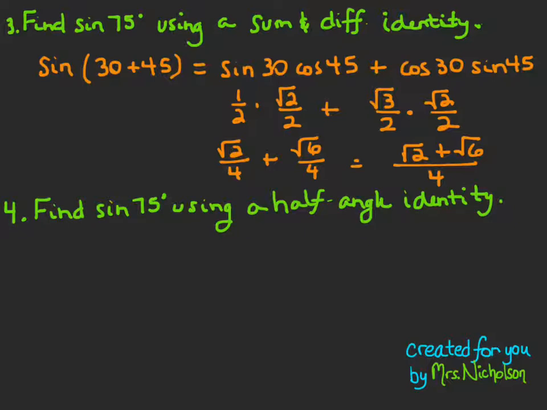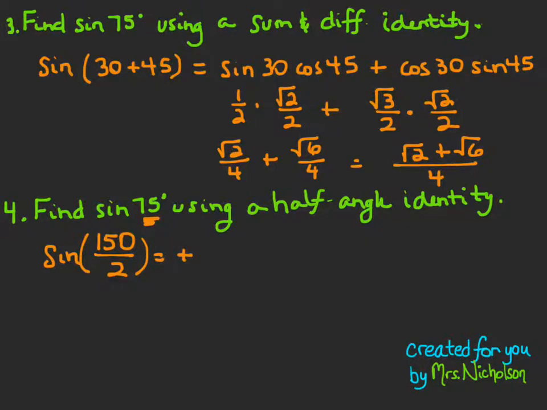Now we're going to find sine of 75 using a half angle identity. And so 75 would be the same as 150 divided by 2. If I'm going to use a half angle identity, I want to find an angle that I can cut in half to get the angle that I'm interested in. Now if I look at my half angle identity for sine, I see that I have a choice between positive or negative. And so I'm going to think about the original angle, that's 75 degrees. I know that angle's in quadrant 1, and if I'm in quadrant 1, then my sine value should be positive.